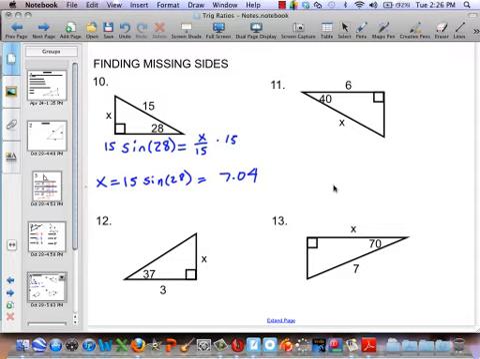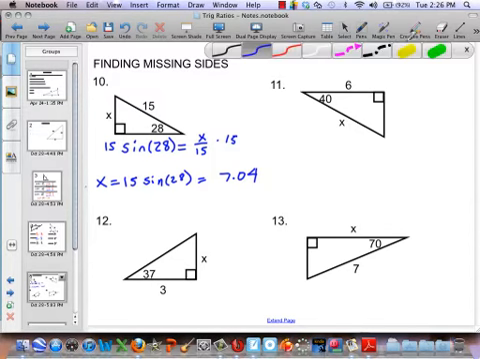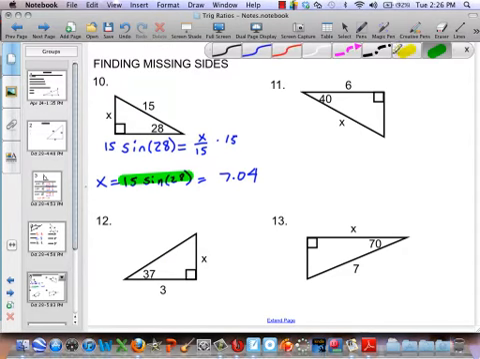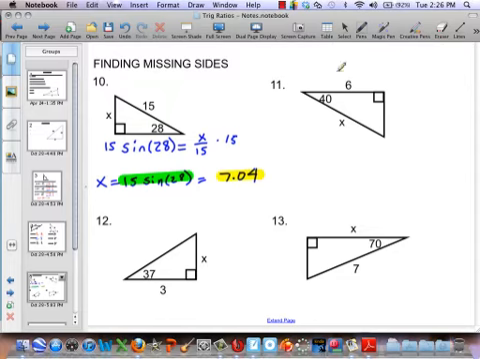Okay, so guys, I want to make sure we talk about this. This value right here, 15 sine of 28, is called the exact value. This 7.04 is called the approximate value, because it's rounded. As soon as you go to decimal mode, you have now gone into approximations.